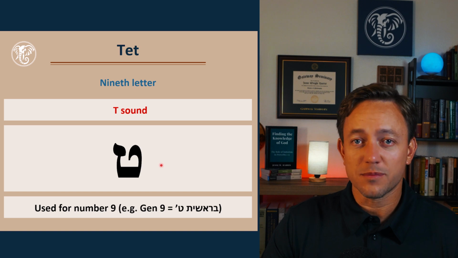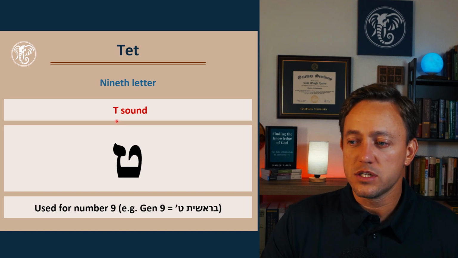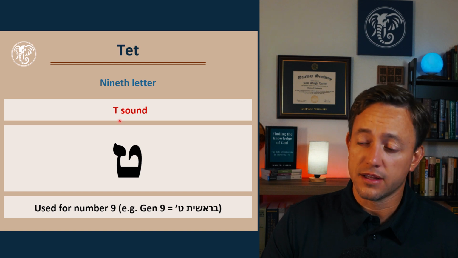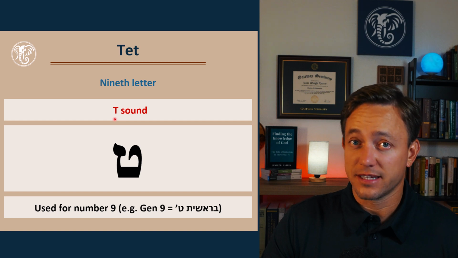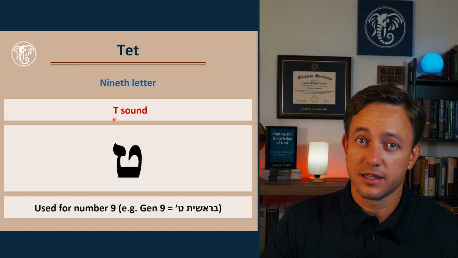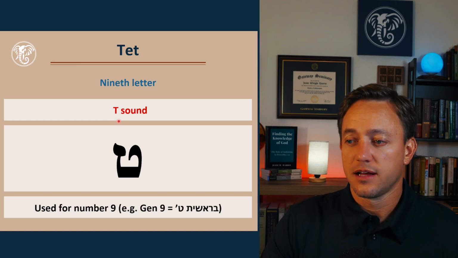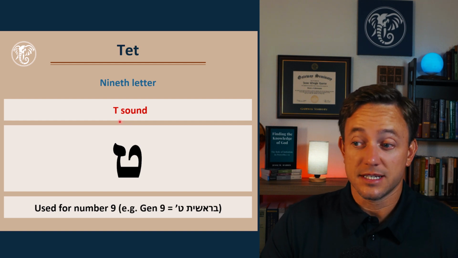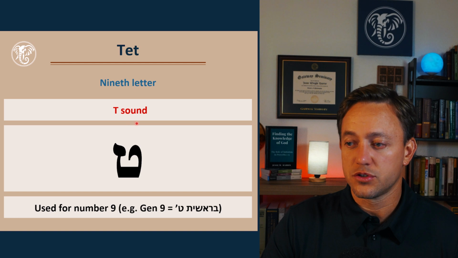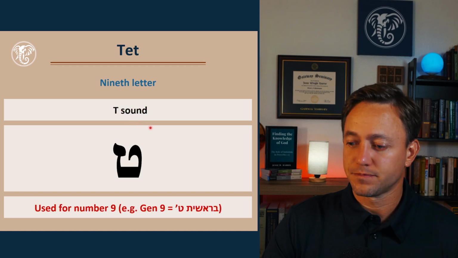All right, well, let's talk about the sound. Well, this is the T sound. And as we're also going to learn later on in our alphabet, there is another letter that has the T sound as well. Now, in ancient times, it may have had a slightly different sound between this one and the later T sound. But as far as we've received it in modern times, it's just the T sound. And so that's how we're going to pronounce it for our purposes.